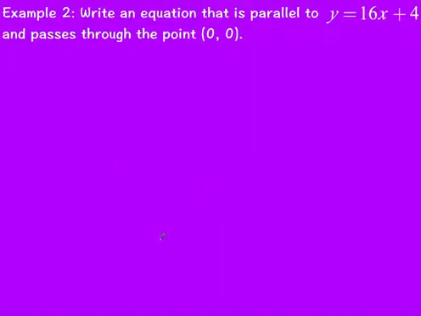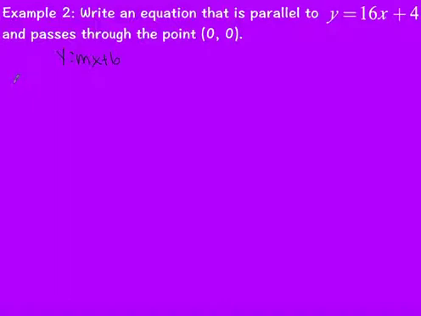Example 2 says write an equation that is parallel to y equals 16x plus 4 and passes through the point 0, 0. Because it asked me to write an equation, in the end I'm going to end up with something that looks like y equals mx plus b. Which means that I have to get 2 important pieces of information to be able to write this equation. Remember the x and the y are always going to stay in the equation, but the m and the b are going to change depending on what your line looks like. So I have to figure out what m and b are in order to write my equation.